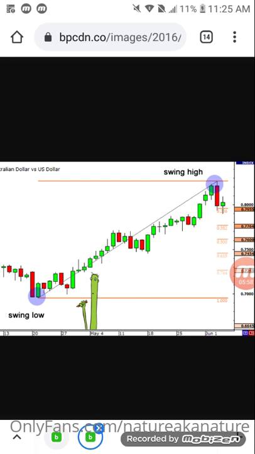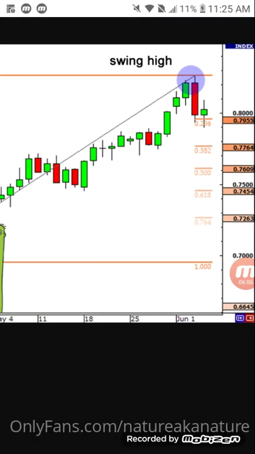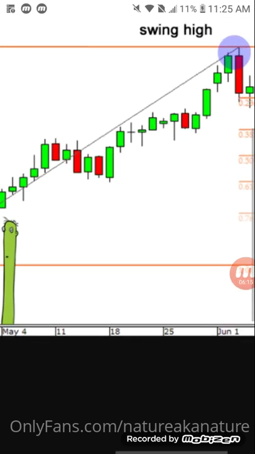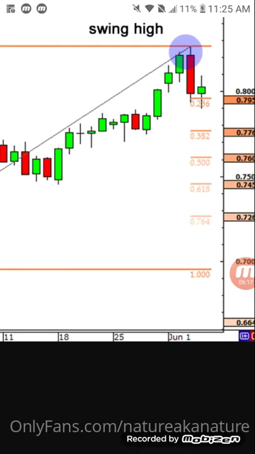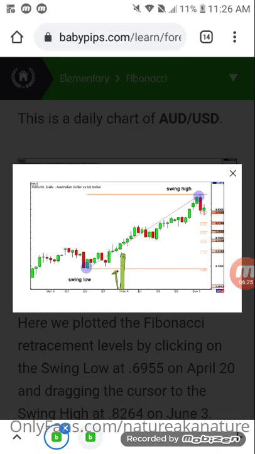After we draw the Fibonacci retracement on an uptrend, you draw it from the swing low to the swing high. Let's see where price will retrace back to. These are the Fibonacci levels. As you can see, they're horizontal lines, and these are the levels that we went over in the earlier lessons: 23.6, 38.2, 50, 61.8, and 76.4. So this is for an uptrend. You drag from the swing low to the swing high. All right, so let's see what happens.